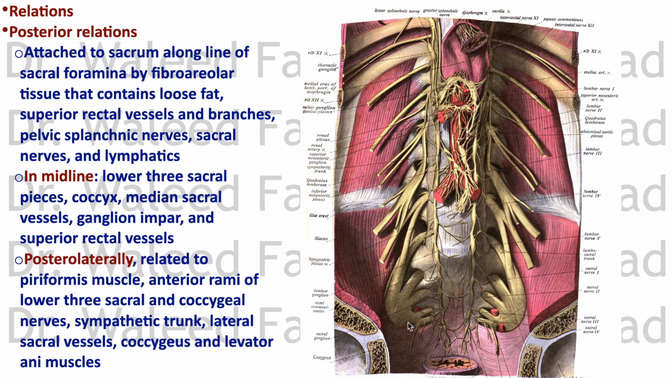Posterolaterally, it's related to the piriformis, of course, with the sacral plexus on it, the coccygeal nerves, the sympathetic trunks, the lateral sacral vessels, that branch of the posterior division of the internal iliac, they descend anterior to the sacral foramina, and the coccygeus muscle, which is the ventral part of the sacrospinous ligament, and the levator ani muscles. So these are the posterolateral relations. They are different than the posterior relations in the midline.